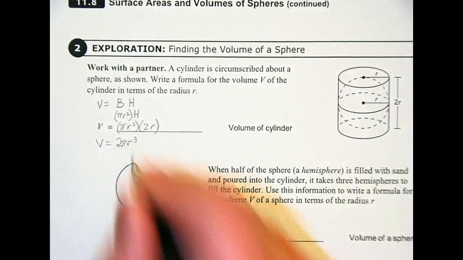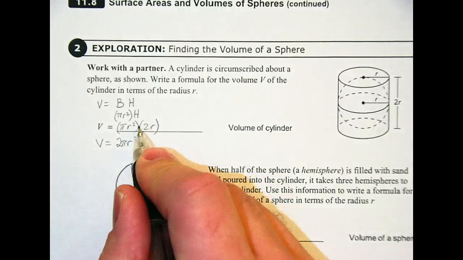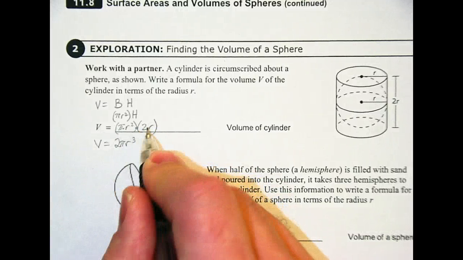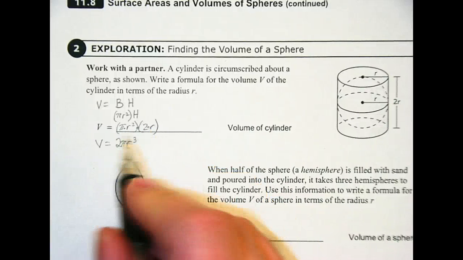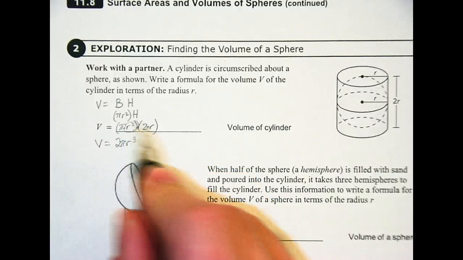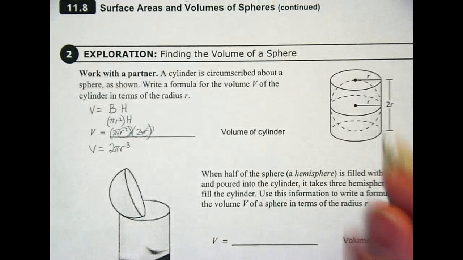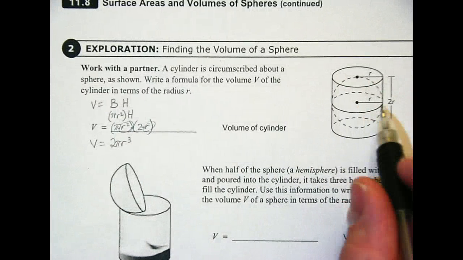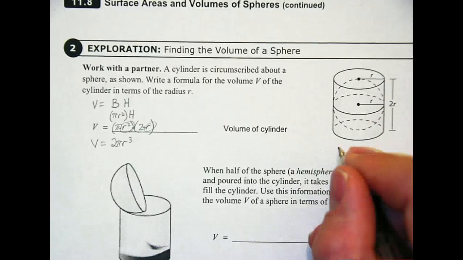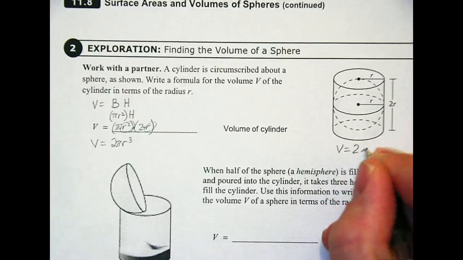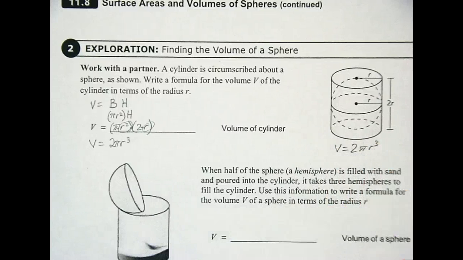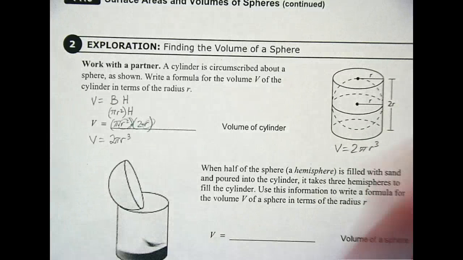cubed. Good. These are all multiplication symbols, so just a quick review: you can multiply in any order. So r squared times r is r cubed, and then we have the 2 pi. So 2 pi r cubed. The volume of this particular cylinder is 2 pi r cubed. Everyone agree? All right. It's dependent upon r. The volume depends upon the radius, so once we know the radius, we can figure out the volume.